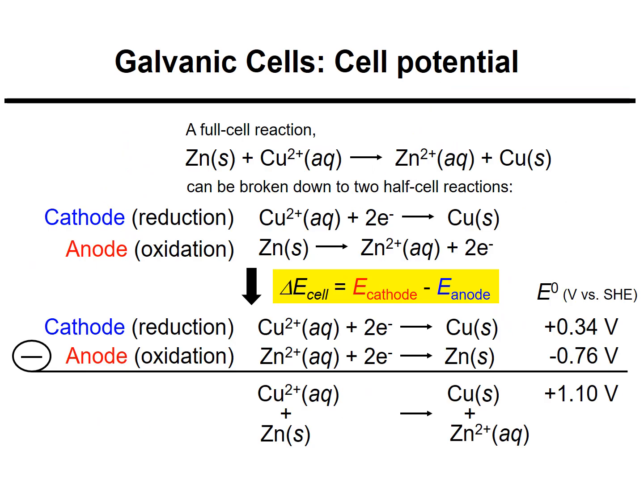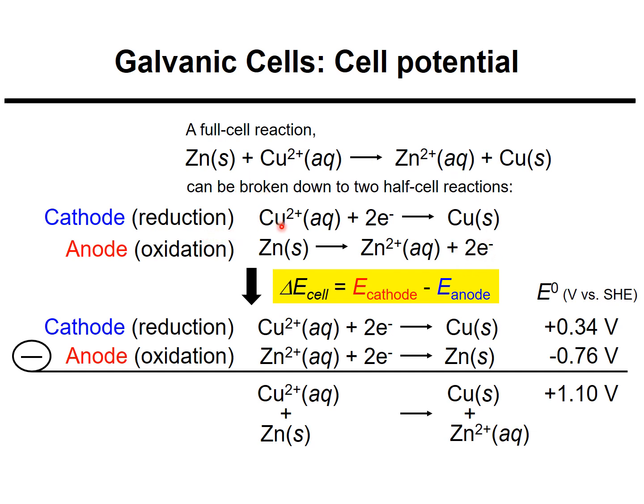Okay, so let me try to calculate the cell potential. Here is the full cell reaction, and this full cell reaction can be broken down into two half-cell reactions. The first one is reduction, where copper 2+ goes to copper. We know that. At the same time, we have the oxidation: zinc is oxidized into zinc 2+, donating electrons to copper 2+.